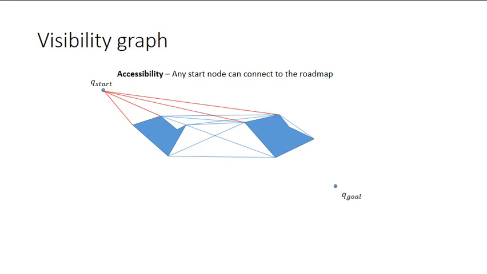So I labeled them red here. Q start has these 4 connections. It can see these 4 vertices, so we add edges from q start to those 4 vertices.